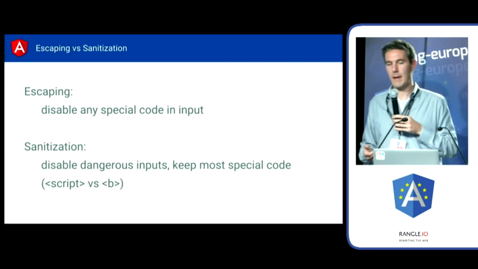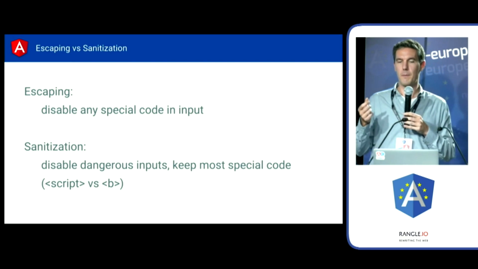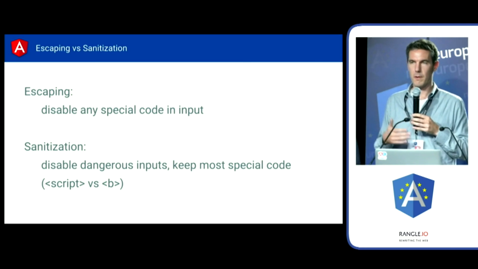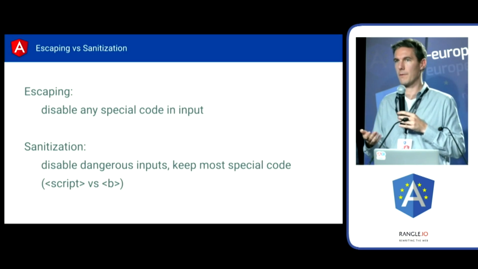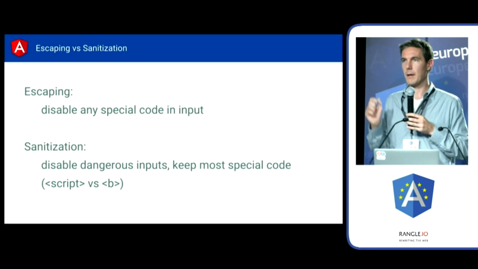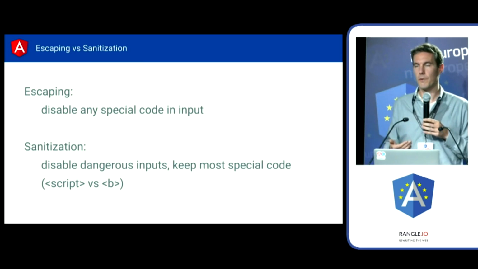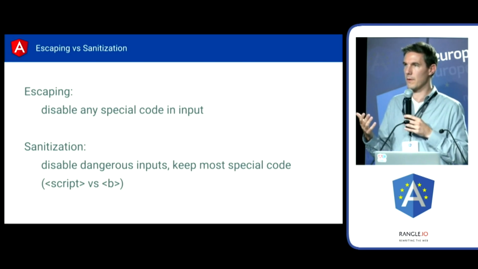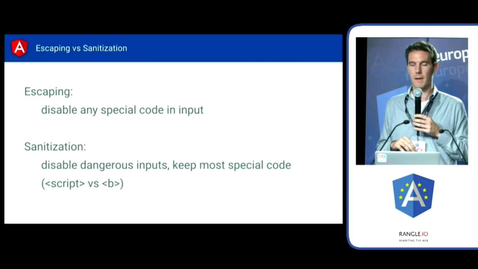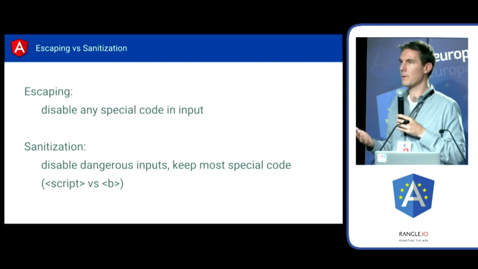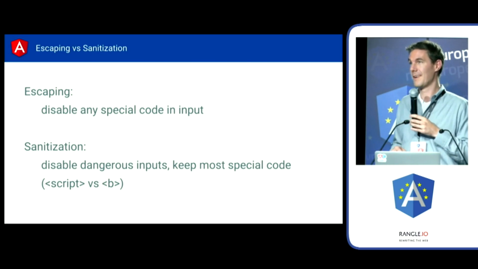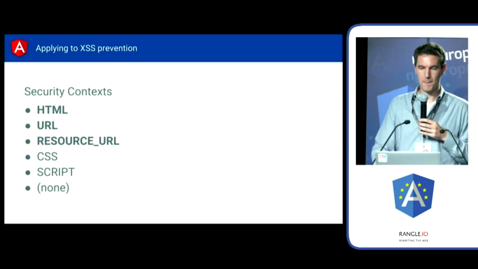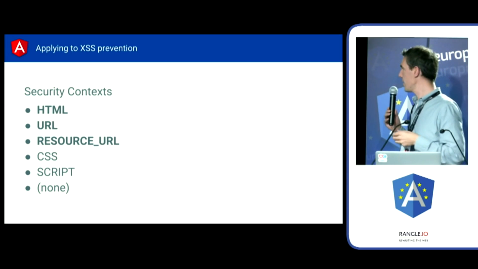And so the difference between escaping and sanitization here is that escaping disables any special code in the input, and sanitization disables dangerous inputs but keeps most special code. So in our example, we would, for example, strip a script tag from the DOM, but we would keep including a B tag because we know it's harmless. And so Angular 1 and Angular 2, which is our topic here, implement a sanitizer that knows HTML, that knows the context of all these elements and correctly sanitizes the input to be harmless but still retain most of the functionality. If you find a way how it's not correct, then please file a bug and you probably get some money from Google. So that's escaping versus sanitization. I mentioned context for escaping, and I'm going to hand over to Raphaël for that.